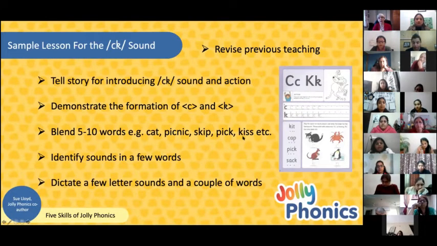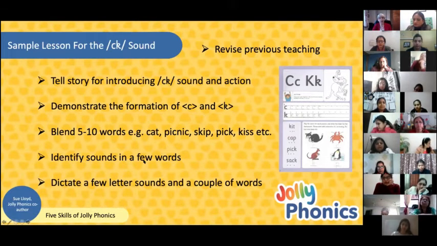And so they practice. Now here, of course, it's straightforward with picnic, skip. But when you come to pick, they've got to learn to go p, I, and say the k sound once. It's not p, I, k, k. They just go p, I, k, pick, and k, I, s, kiss. So you're teaching them that when 2 letters have the same sound, you only say it once. And then identifying the sounds in a few words. So you might say, well, what are the sounds in cat, k, a, t, pick, p, I, k. Doesn't take long. And in the beginning, you model it. And then after a little while, just go through a few without modeling. So they just straight away get there.